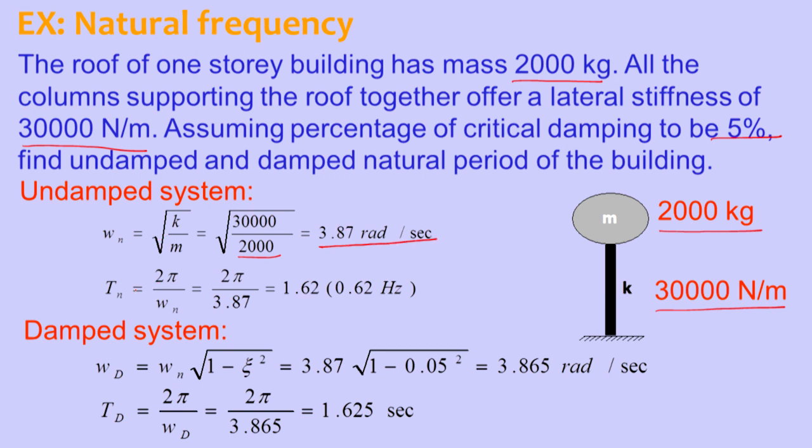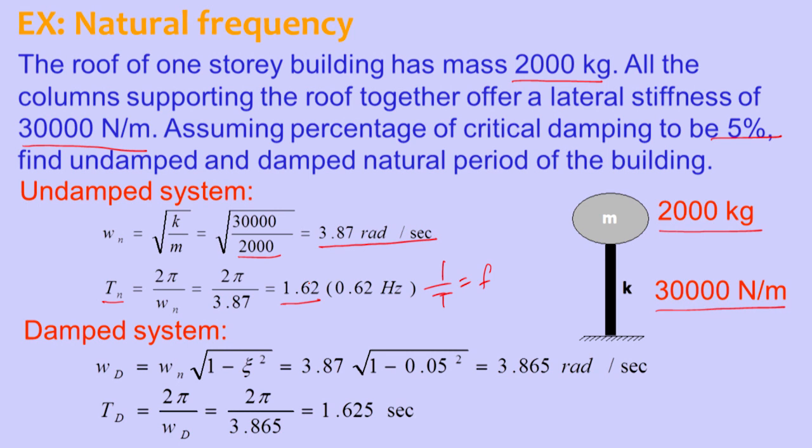If we substitute that in the natural period equation, 2 pi by omega, which is 2 pi by 3.87, we get 1.62 seconds as the natural period. And 1 by the natural period, 1 by T, is equal to frequency. So that is 0.62 hertz as the natural frequency, or 1.62 seconds as the natural period. Let me once again tell you, natural period is the time taken for one cycle, or one to and fro oscillation.